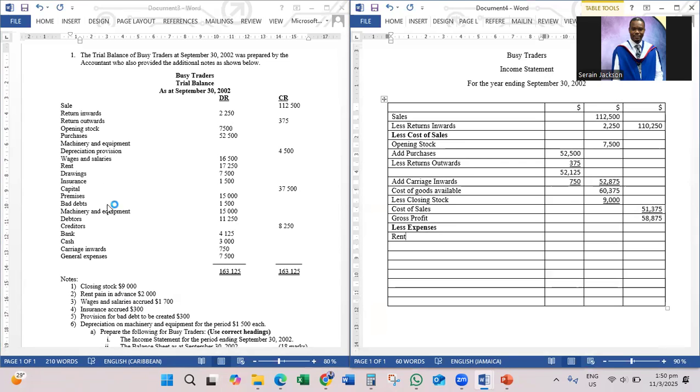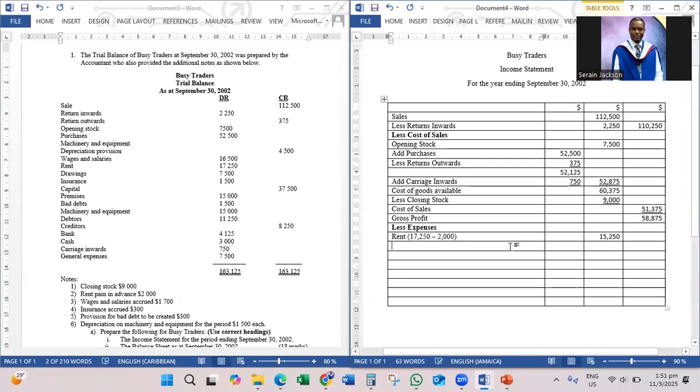In the trial balance, it says that rent is how much? 17,250. You can write it down like this, 17,250. It helps you to save space. And it says rent paid in advance. What do we call that? Prepayment. So you subtract prepayment. Remember that. So minus 2,000, and you put the figure there.